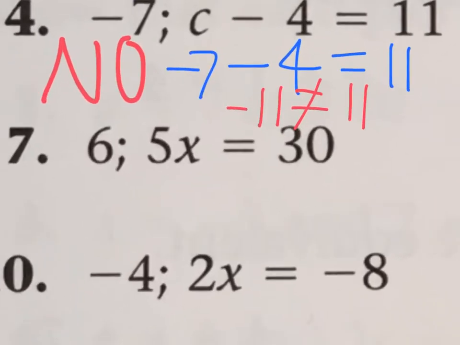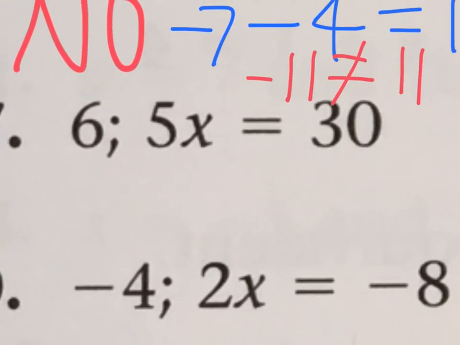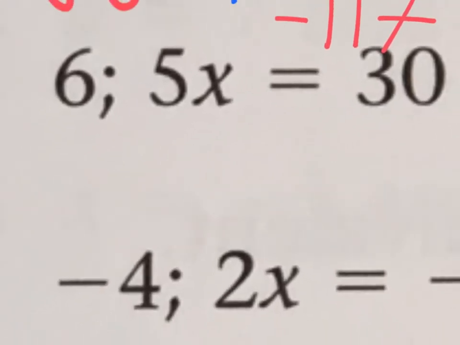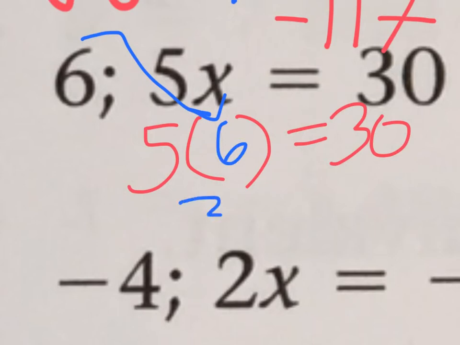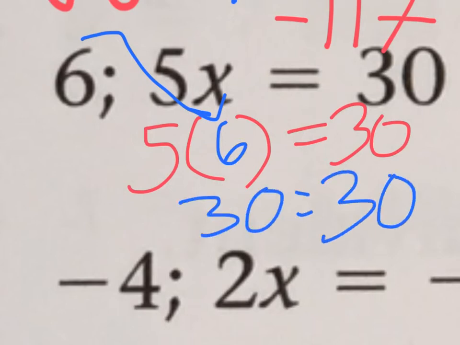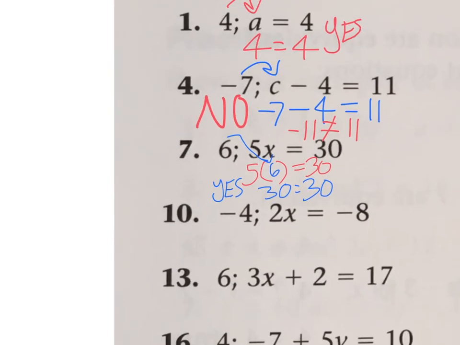Let's do number 7 together. Does 6, if we pop it in for the variable, make both sides equal? Let's figure out together. So 5 in open parentheses equals 30. And instead of the x, what are we going to pop in there? We're going to take that 6, pop it right on there. And I know 5 times 6 is 30. Does 30 equal 30? Are both sides weighed the same? It is. So 6 sure is the solution. And let's do a little bit more.